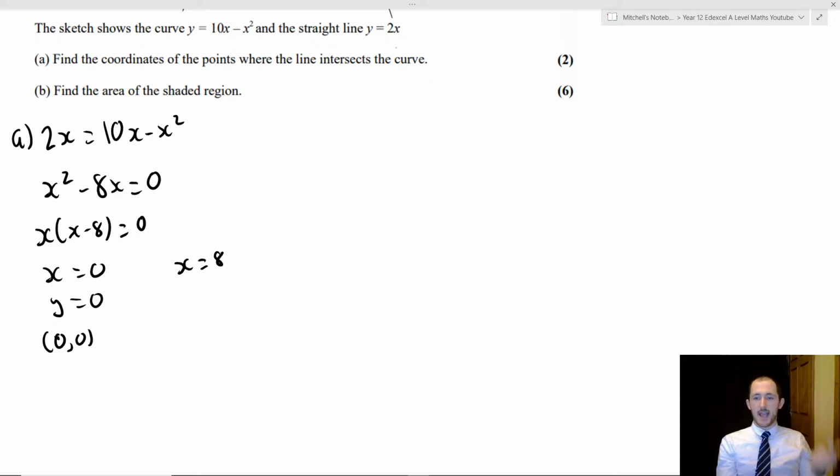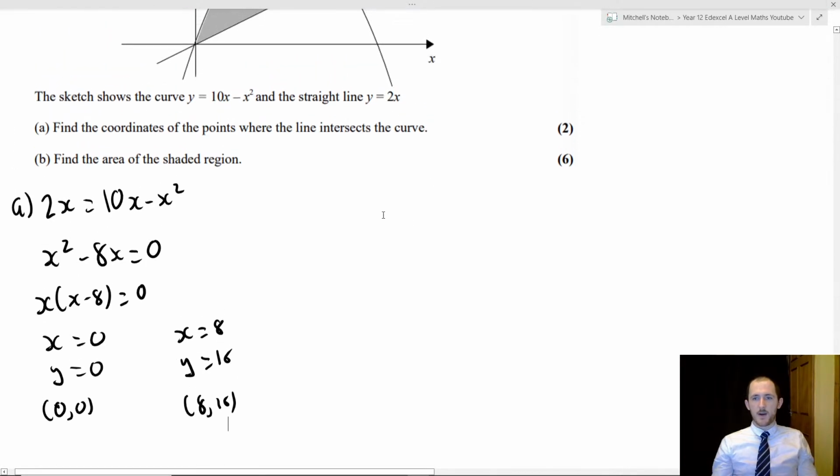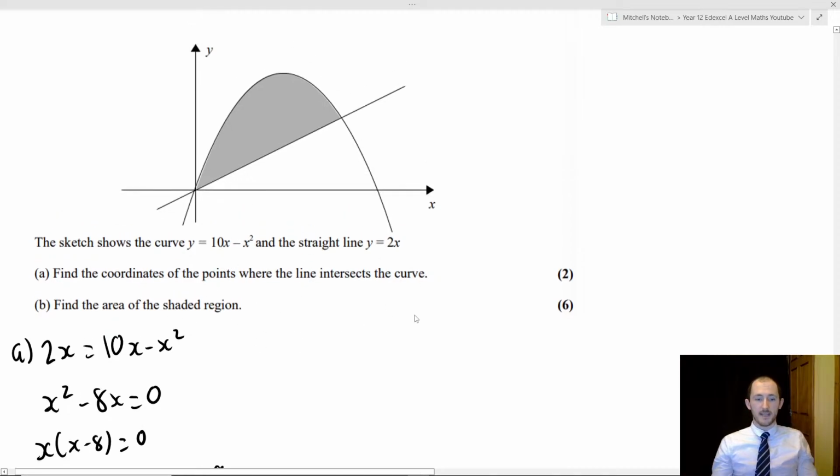And when x is 8, y would then be 16. Again, it doesn't matter which equation you substitute it into, because it's going to give you the same thing. So that's part A, but obviously we're here for part B. Now this is where things get a bit more tricky, okay?